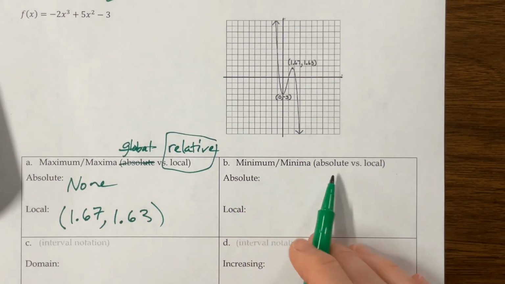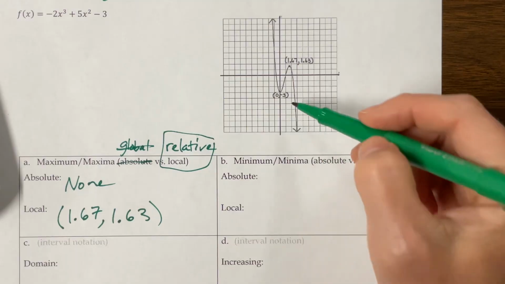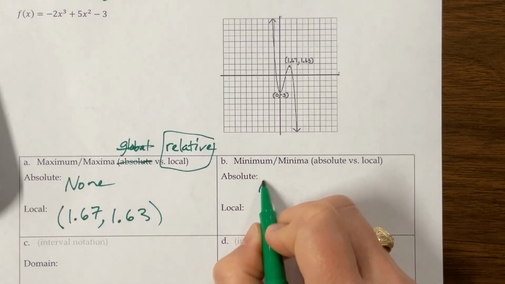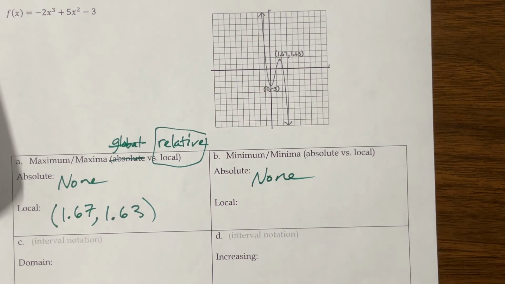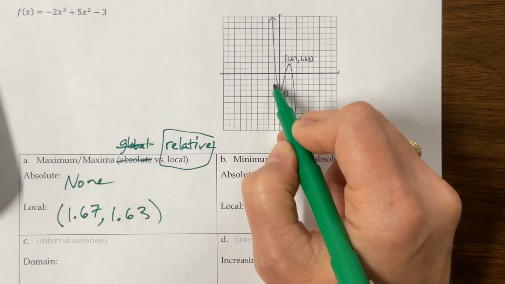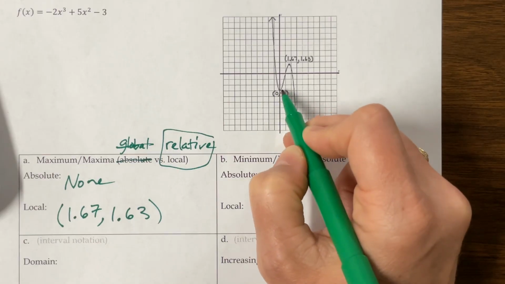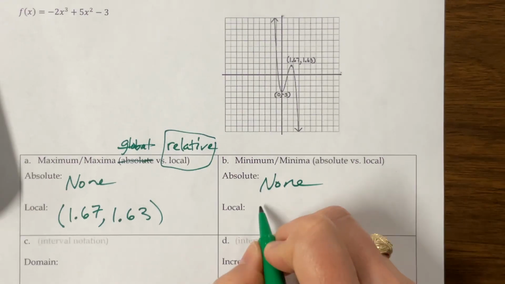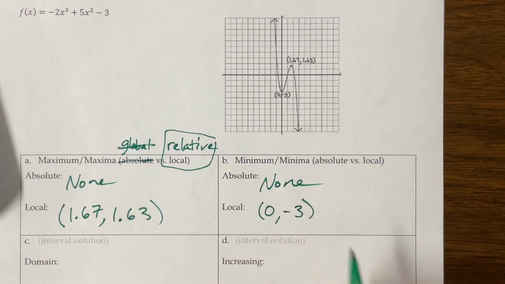A minimum, absolute versus local. On this one, same idea. It keeps going down forever and ever. So there is no absolute minimum, none. The local, in this area, is the smallest point available. So that is a local or a relative minimum, and that is the point 0, -3.